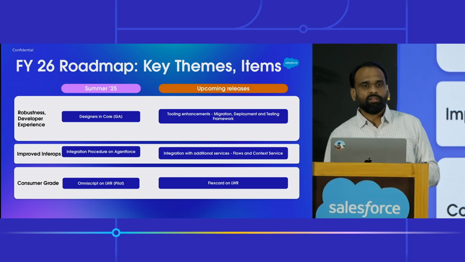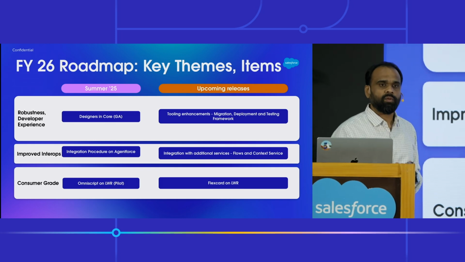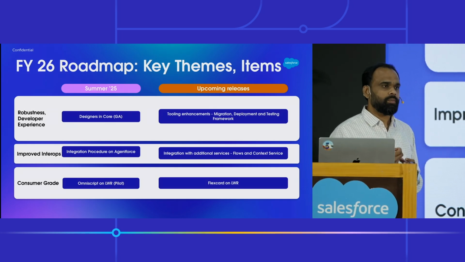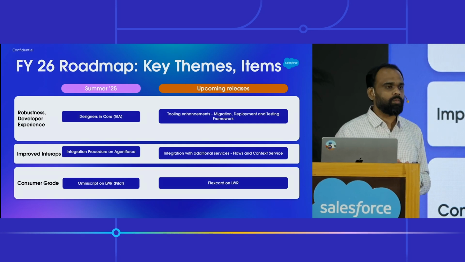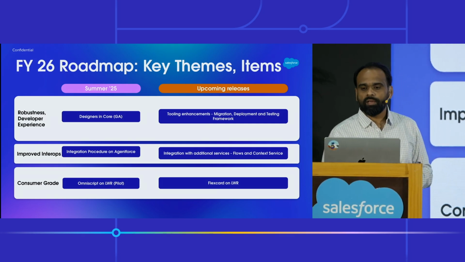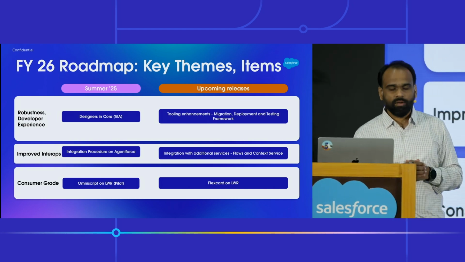And the first thing is interoperability, wherein when you create an Omniscript or a FlexCard, you should have an auto launch flow inside that. That's the interoperability we are planning to do. And the context service as well inside your Omniscript and FlexCard. And then the FlexCard on LWR. Because you have an Omniscript on LWR, FlexCard on LWR is also something we are planning to place in our roadmap. So that's in short about all the new OmniStudio components.